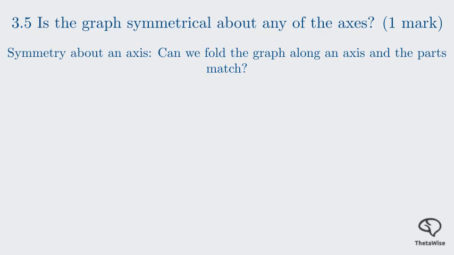If we fold it along the y-axis, the points do not line up. If we fold it along the x-axis, they also don't line up. The only exception for a linear graph would be if it passed through the origin. Since our line has intercepts at (0, 4) and (-4/3, 0), it does not pass through the origin. Therefore, it has no symmetry about either the x-axis or the y-axis. So the answer to part 3.5 is no, the graph is not symmetrical about any of the axes.